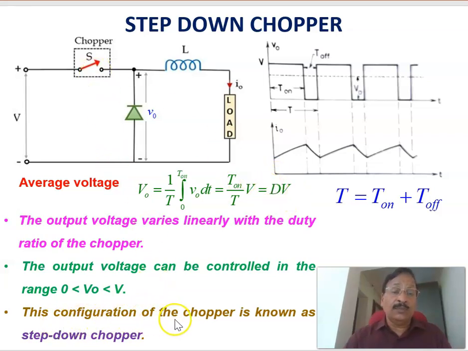This configuration of the chopper is also known as a step down chopper. We are stepping down the voltage. For example, if the input is 100 volts and the duty ratio is 50%, or 0.5, the average output voltage equals 0.5 times 100, which is 50 volts. Therefore, it is a step down chopper. The total time period equals the on period plus the off period, the duty ratio equals T on divided by T, and the output voltage equals D times V. It varies linearly with respect to the duty ratio.